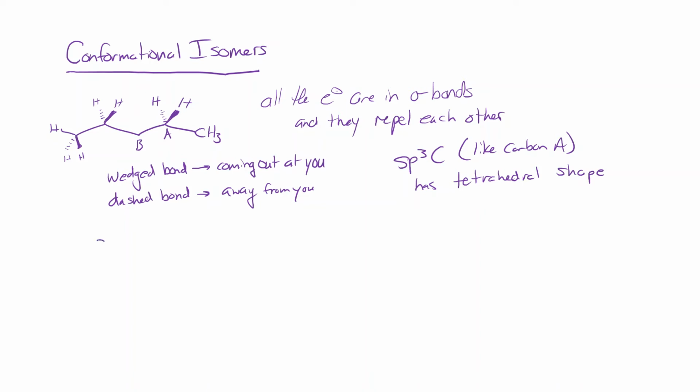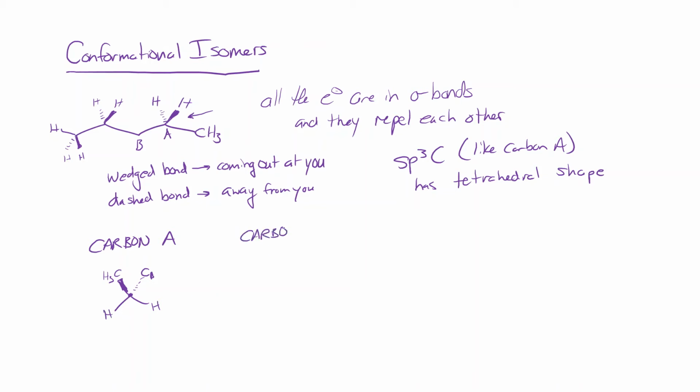Now I want to pull out just carbon A and carbon B and draw them a little bit differently. So carbon A, if we look at it in this direction, I'm going to look down this bond right here so that carbon B is behind carbon A. So here's carbon A right here. Carbon B is behind carbon A. We have a methyl group that's coming right at us, and we have 2 hydrogens, one in front of us, one behind us.